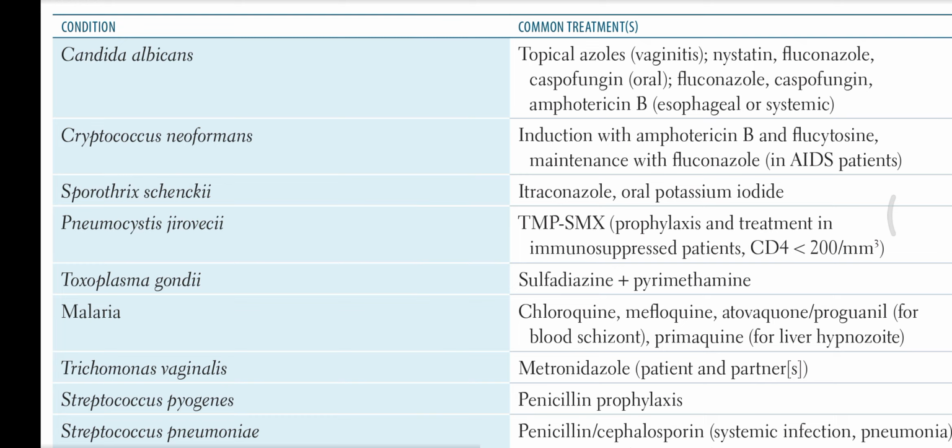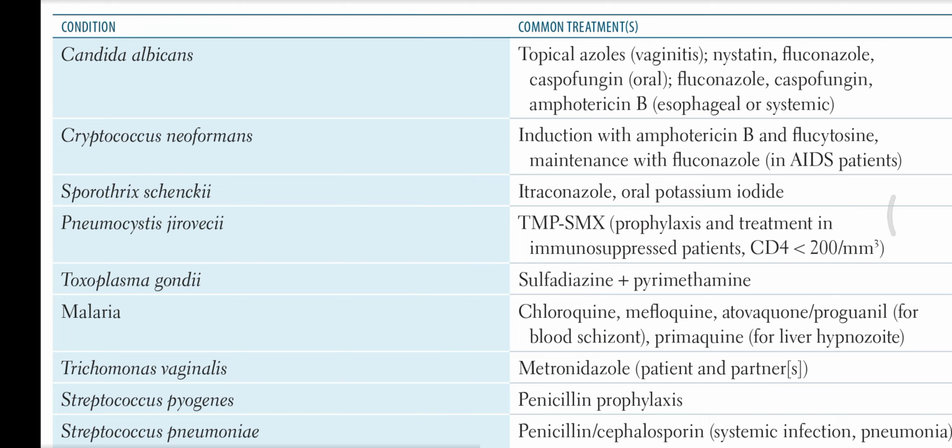Now the next condition: Sporothrix schenckii. In this condition, itraconazole or oral potassium iodide is given.